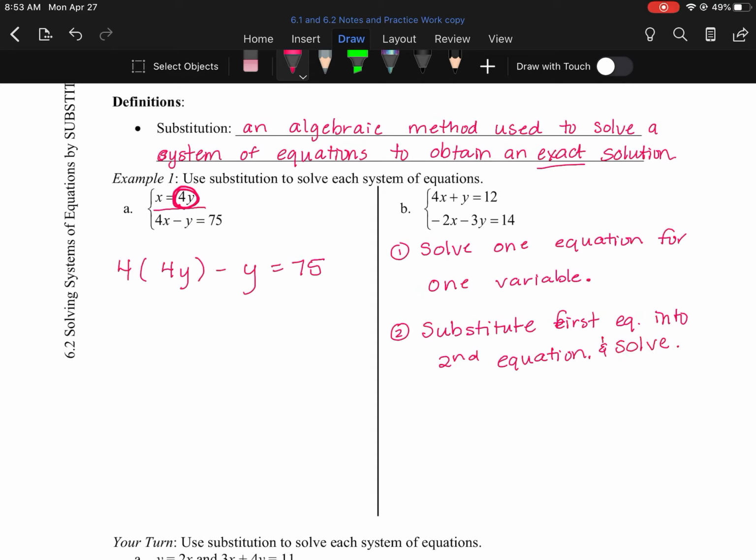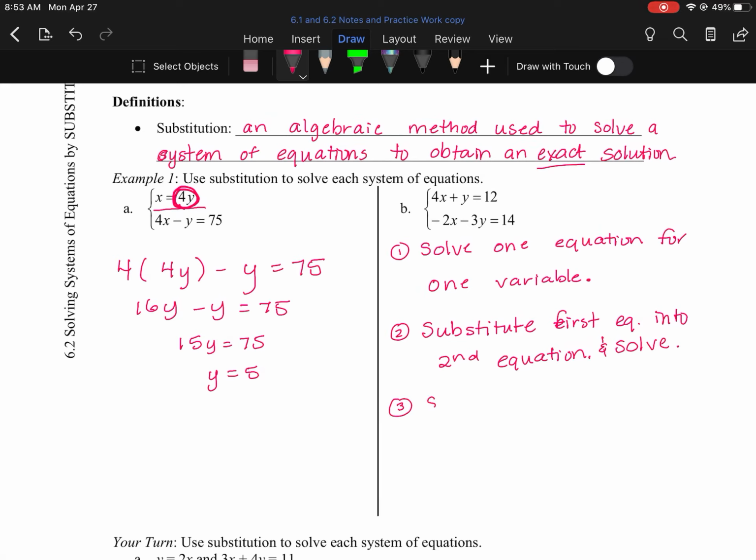All right, so I'm going to solve this. I'm going to get 16y minus y equals 75, and then 15y equals 75. And if we take 75 divided by 15, we get 5. So y is equal to 5. So we have half of our answer, because we need to remember from the last lesson that the solution is an ordered pair. Okay?